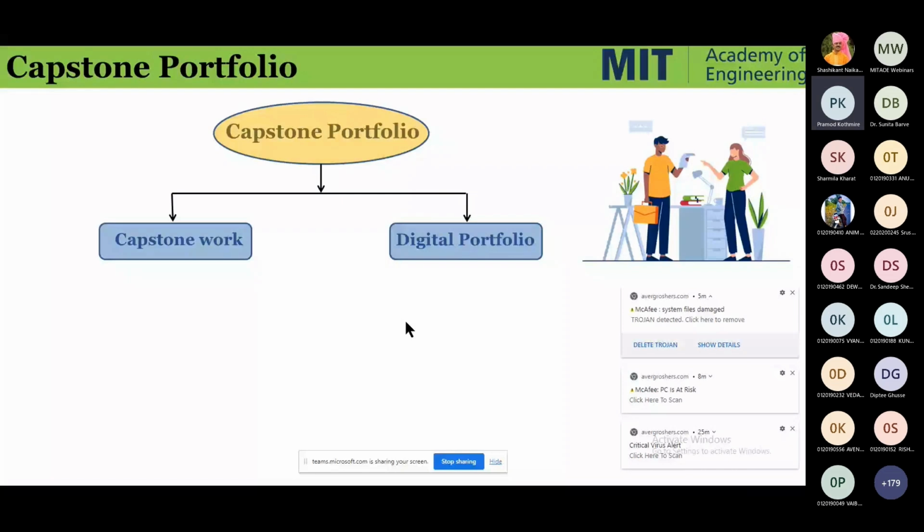Then, Kothmire sir, in between your voice was not audible. Can you please repeat it? Okay. So can I start from first? Sir, this slide is okay. You can start from this slide.